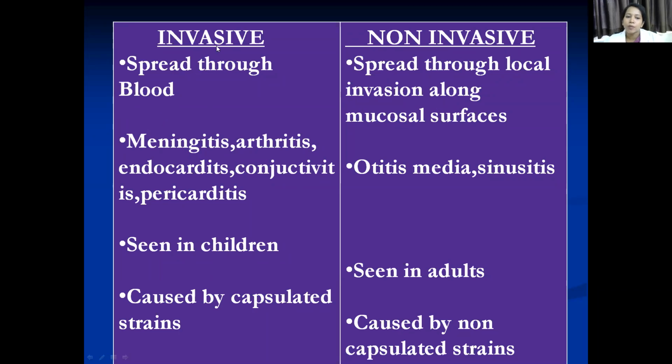Okay, invasive forms spread through blood. Examples of invasive forms are meningitis, arthritis, endocarditis, conjunctivitis, pericarditis. Whereas examples of the non-invasive forms are otitis media, sinusitis. Invasive forms are mostly seen in children, whereas non-invasive forms are seen in adults. Invasive forms are caused by capsulated strains, whereas non-invasive forms are caused by non-capsulated strains.